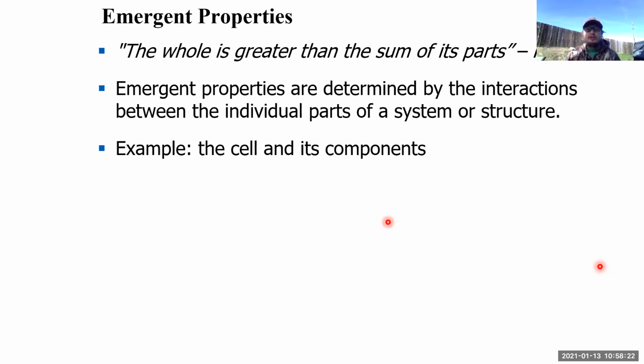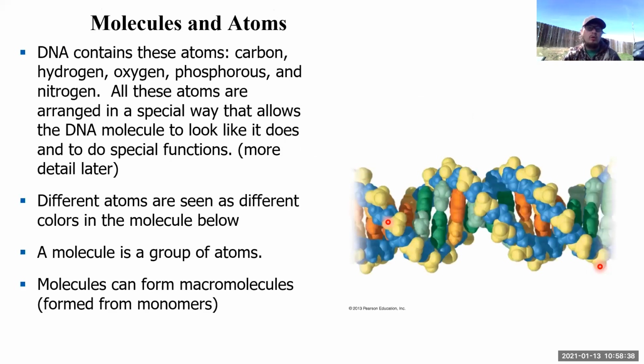Basically, properties that aren't really apparent but come up when you put these parts together. And these emergent properties really determine interactions between individuals and how a system is structured. So what we're going to do is start at the lowest level of life, and work our way up to the most complex level of living organisms. First we have atoms and molecules. Atoms are your simplest form of elements, like carbon, hydrogen, oxygen.